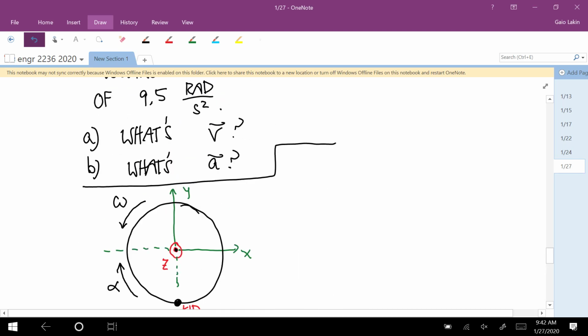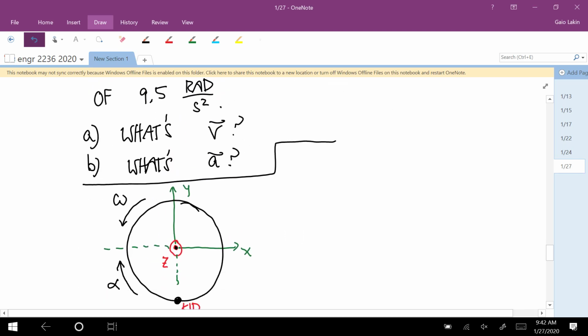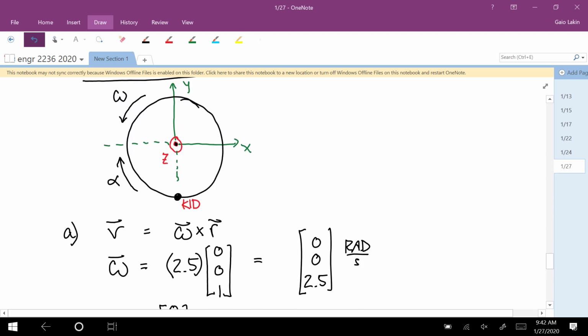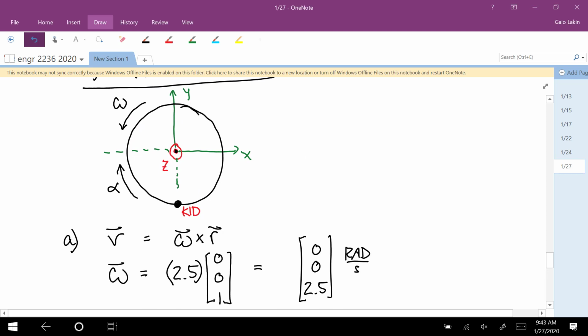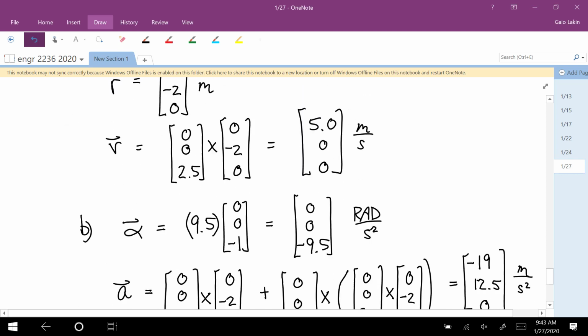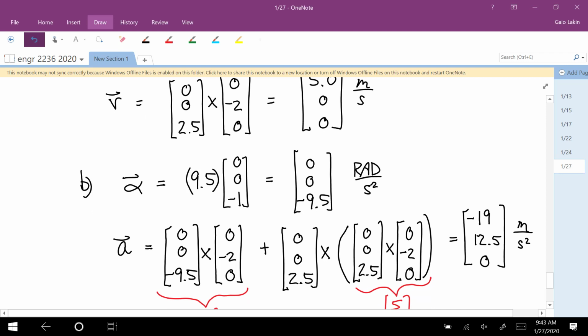A couple of things just to make connections with this example problem. Is this circular motion or spherical motion? Circular. And so what should that say about the directions of omega and alpha? They need to be parallel. And in this case, it's slowing down. So should they be in the same direction or the opposite direction? Opposite. And so look at, we have 0, 0, 2.5 for omega. That's in the positive z direction. Alpha, 0, 0, negative 9.5. So that's in the negative z direction. So they're opposite.